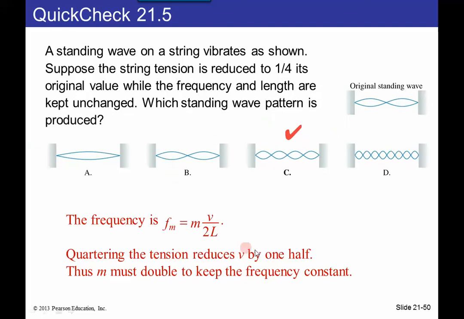If you change the tension, then that reduces the velocity by half. Remember that the length is not changing and the frequency is not changing. Therefore m must double to keep the frequency constant. So you're going to have more antinodes here because you're reducing this. This number is the same, so this m here must change.